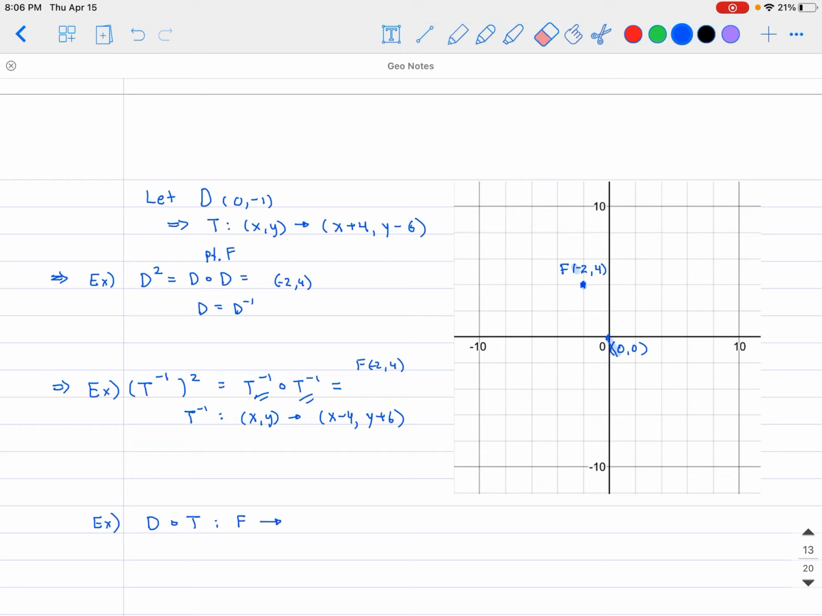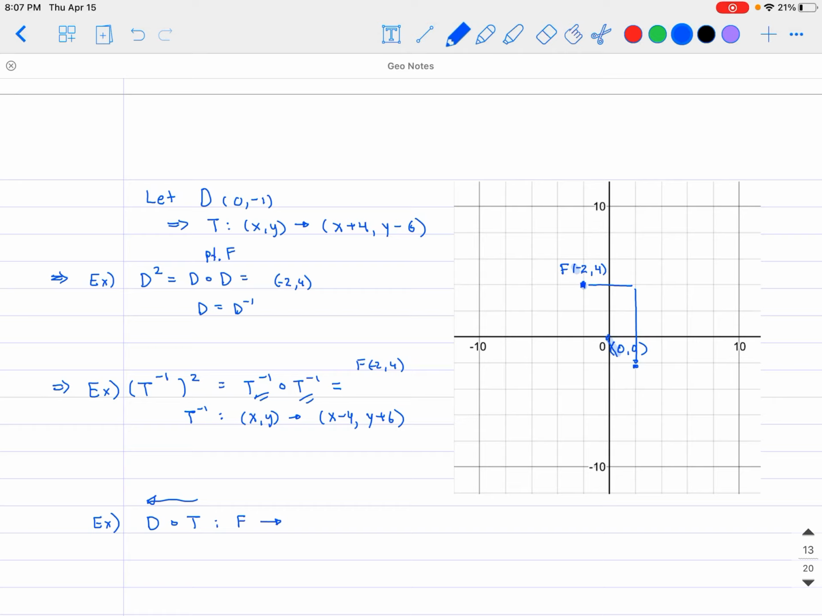If I take point F and throw it into T, because again, remember, we're going from right to left, I am going to move over to the right by 4, and then I'm going to go down by 6. So over here, that's the point that we're going to get after we translate by T.